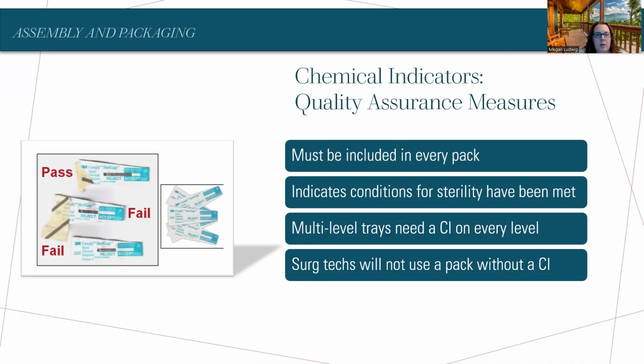So yes, it indicates that it went through the process. The temperature, the pressure, the steam, whatever, has all been met. Those parameters were achieved. But it doesn't necessarily indicate that it is sterile. The only way to indicate whether something is sterile or not is through the biological indicator. That's your separate little vial that can grow a particular spore, a bacterial spore, like Bacillus stearothermophilus or Bacillus atrophaeus.